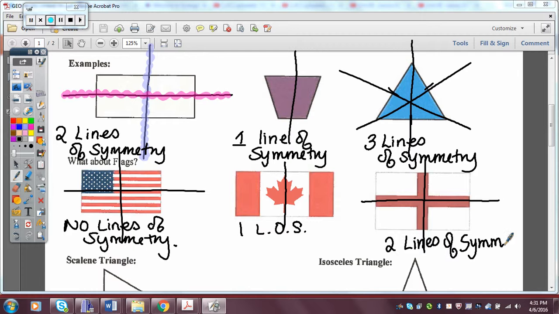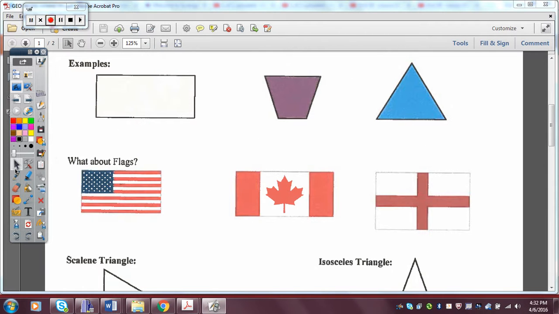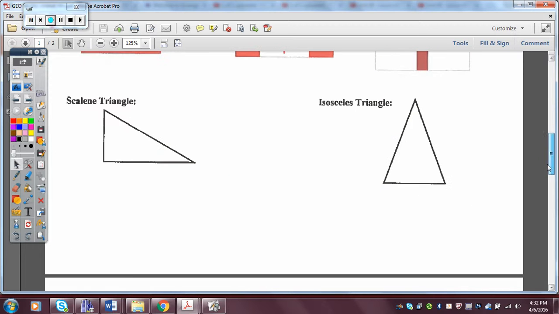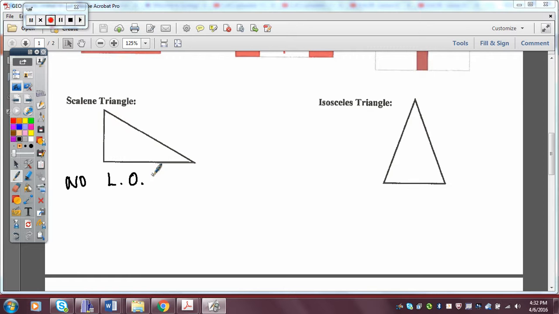So a line of symmetry is where my picture is sliced perfectly in half and they look identical on either side. Alright, perfect. So now pause this video and check out scalene triangles and isosceles triangles and see if you can figure out how many lines of symmetry are on those. Scalene triangle has no lines of symmetry. And an isosceles triangle has one line of symmetry.